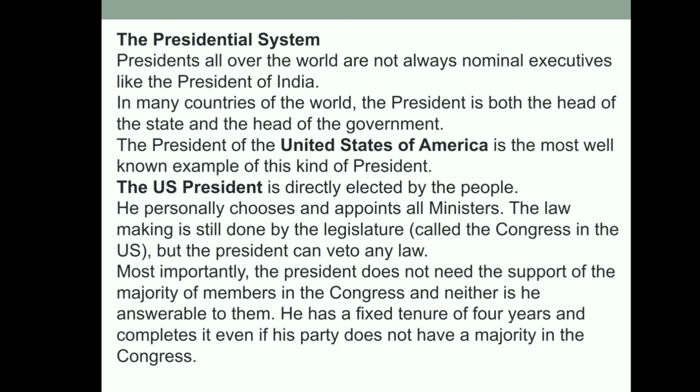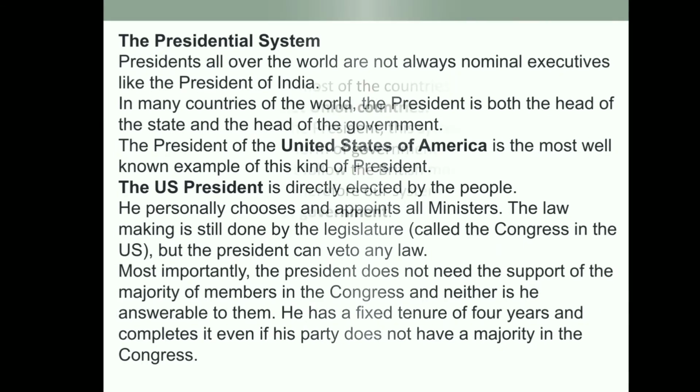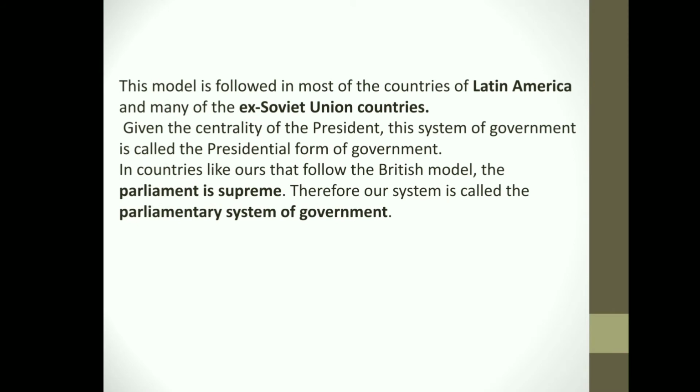Most importantly, the president does not need the support of the majority of members in the Congress, the legislature, neither is he answerable to them. He has a fixed tenure of 4 years and completes it even if his party does not have a majority in the Congress. This model is followed in most of the countries of Latin America and many of the ex Soviet Union countries. Given the centrality of the president, this system of government is called the presidential form of government.